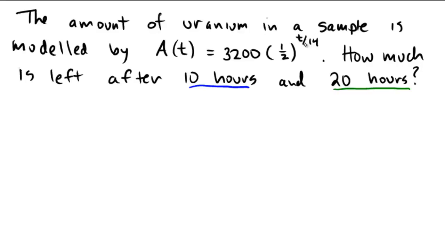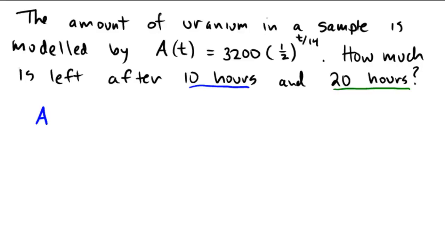That 14 in the denominator in these kinds of radioactive decay problems is often referred to as a half-life. So 10 is less than a half-life and 20 is more than a half-life. So as you're starting to think about this problem, we're kind of expecting the first answer to be more than half of 3200 and the second one to be less than half of 3200. Let's see if our intuitions hold true here.